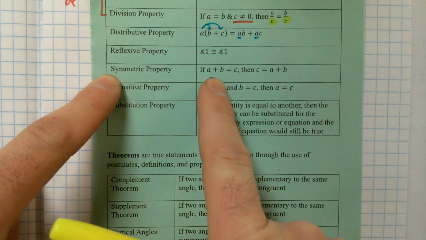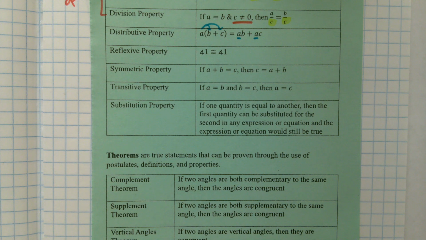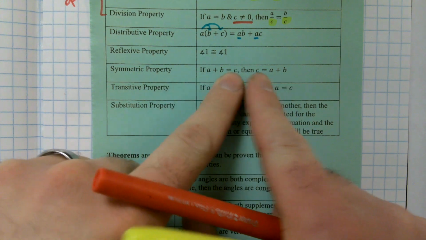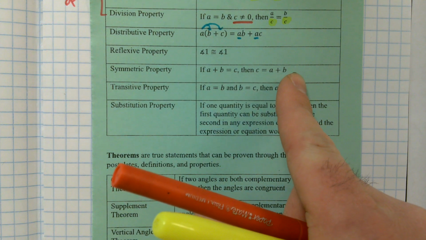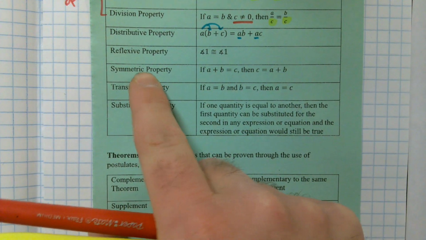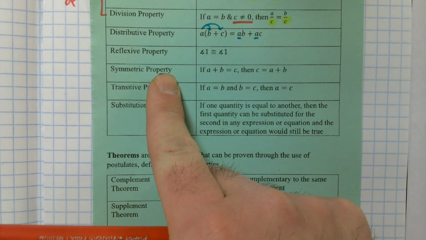Symmetric property: if A plus B equals C, then C equals A plus B. This one also seems fairly useless because we know that equal signs go both ways. But this is the reason why proofs are so annoying, because it takes things that we've already accepted as truth and tries to explain them, right? I know that if I flip the sides of an equal sign, it's not changing anything. But the reason I know that is because of, technically, the symmetric property. Okay, it sounded weird when I first said it.